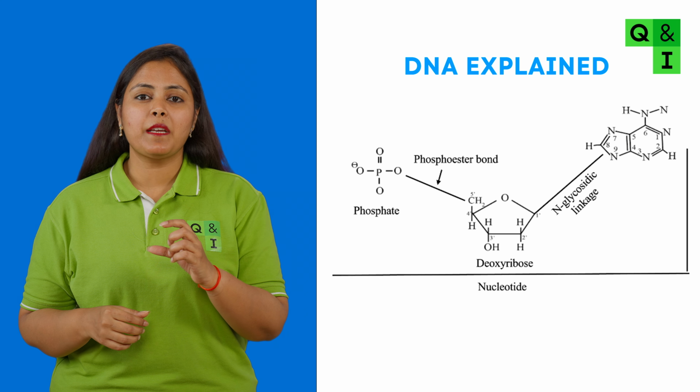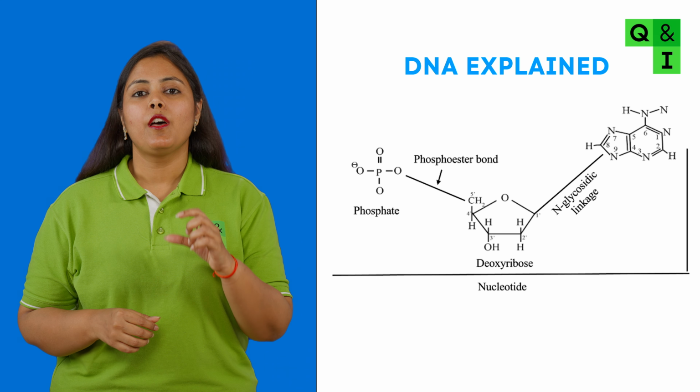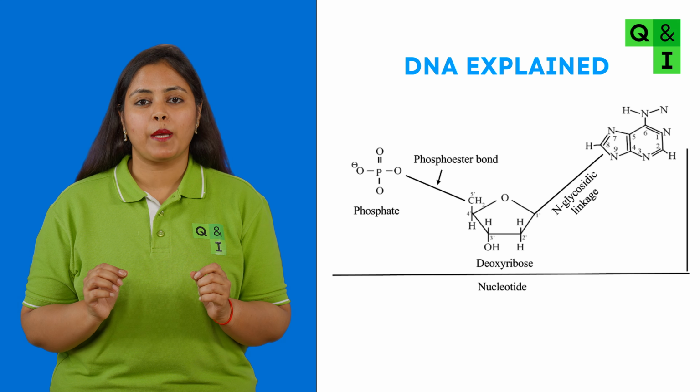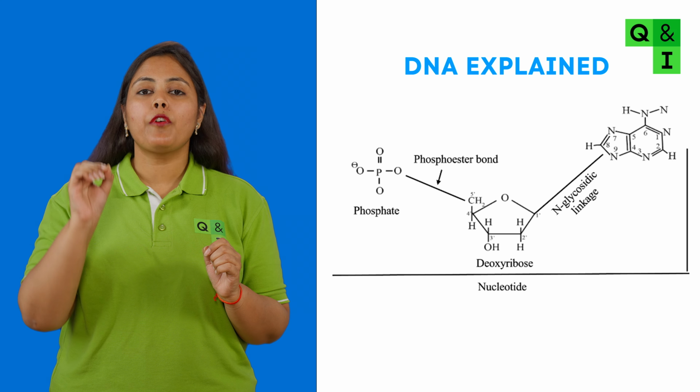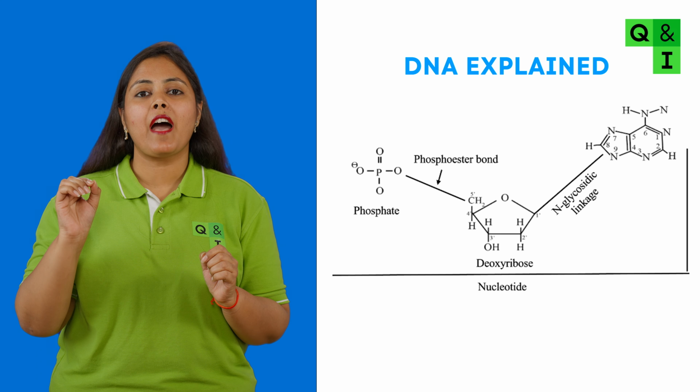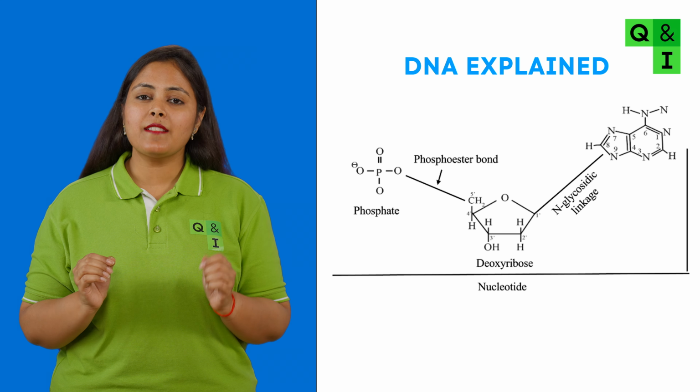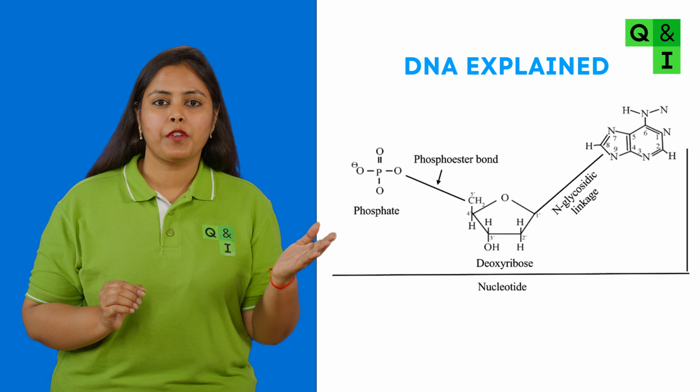अगर एक न्यूक्लियोटाइड के बारे में बात करेंगे, it consists of one pentose sugar which is ribose sugar. Ribose sugar has 5 carbons. Now attached to the first carbon of the ribose sugar you have a nitrogenous base, whereas on the 5th carbon you have a phosphate group.